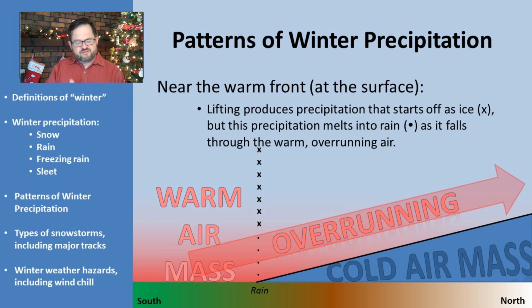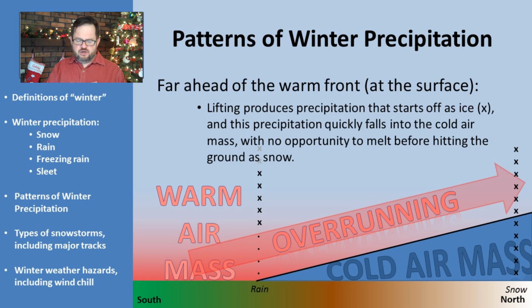If I was taking a location more or less right around the location of the warm front at the surface itself, lifting is producing precipitation that starts off, as all precipitation does, as ice crystals up high in the cloud. So I've got that X up there, and as those ice crystals are falling, they're falling through a warm air mass. They're falling through a layer that's thick enough that they're going to melt as they fall and change into rain. So I switch to the symbol of a dot. And all the way from there down to the ground, they're in the warm air mass. They're never going to encounter cold enough air again to refreeze that drop or anything like that. So any precipitation that's fairly near the warm front, in this case, is going to be falling in the form of rain.